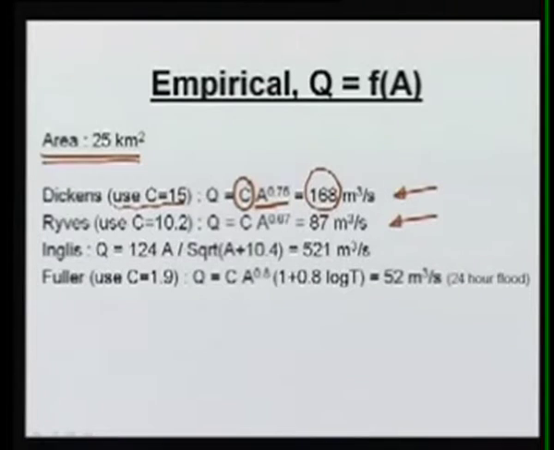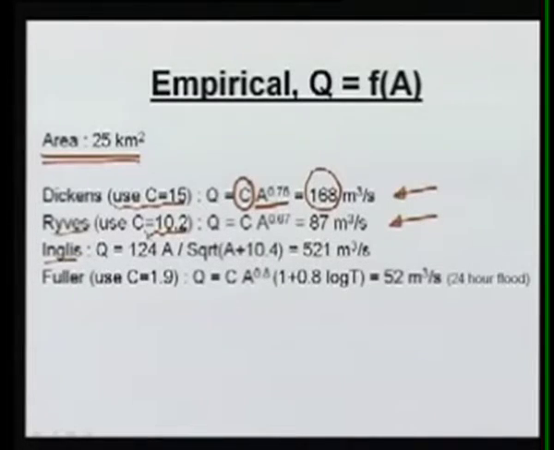Similarly, there are other equations like Ryves equation, Inglis equation, which are derived for Tamil Nadu or Maharashtra. Particular area they are derived for, they should be used only for that area or similar areas, but if we use them using some coefficients, we can get an estimate of the flood discharge. In this case 87, Inglis gives us 521, which is very high. And then in the US, the Fuller's equation is commonly used, which accounts for the return period also.